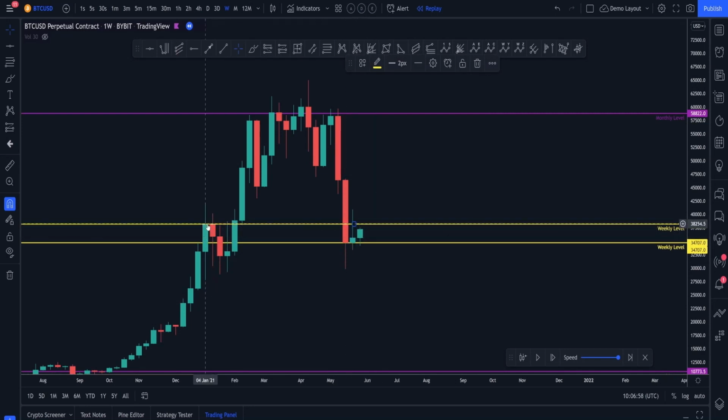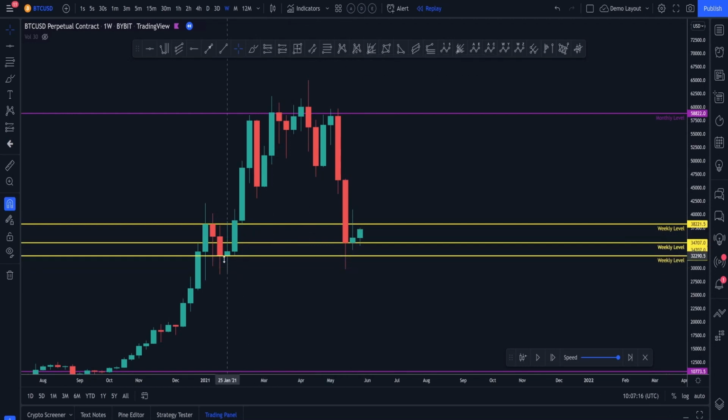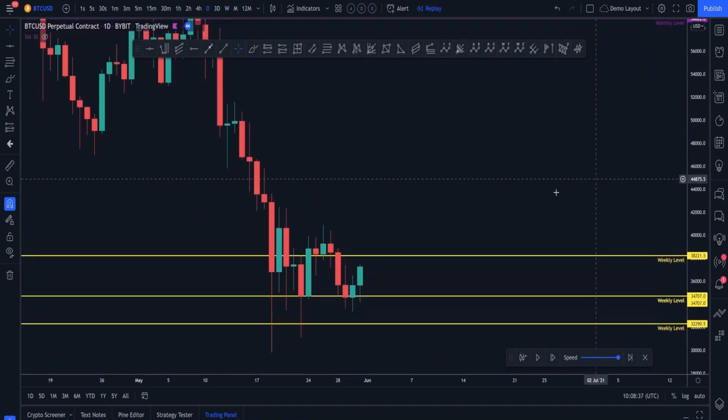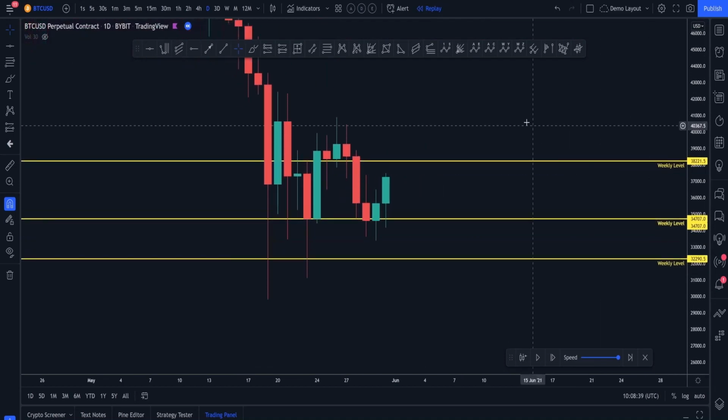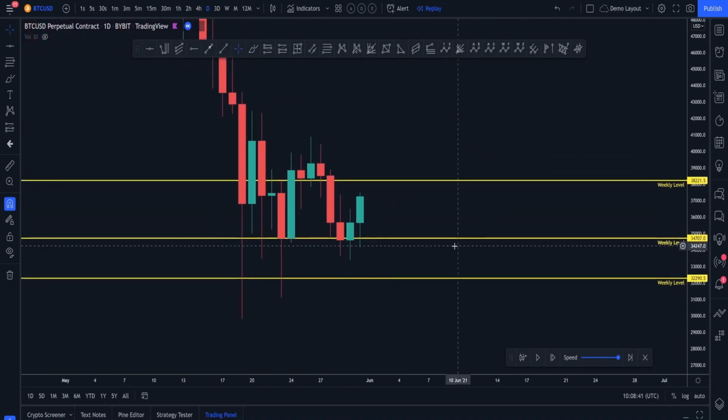Here, I am going back to this weekly level as it has played an important resistance and support role, which has also repeated itself here. We can do the same thing for this lower weekly level here, which has also acted as support. Now let's move to the daily time frame and find more horizontal levels in the local price action here.